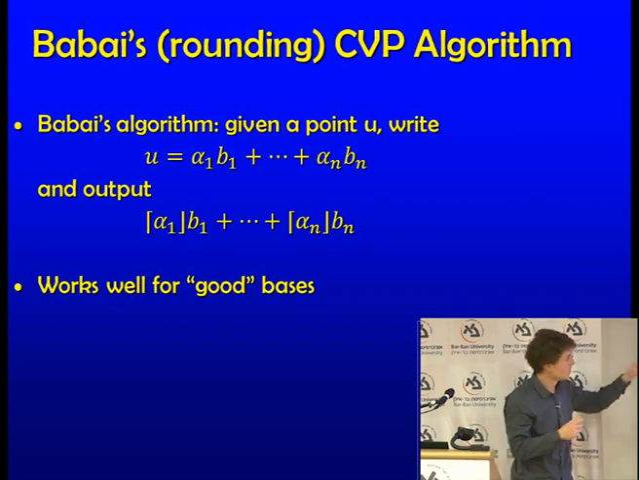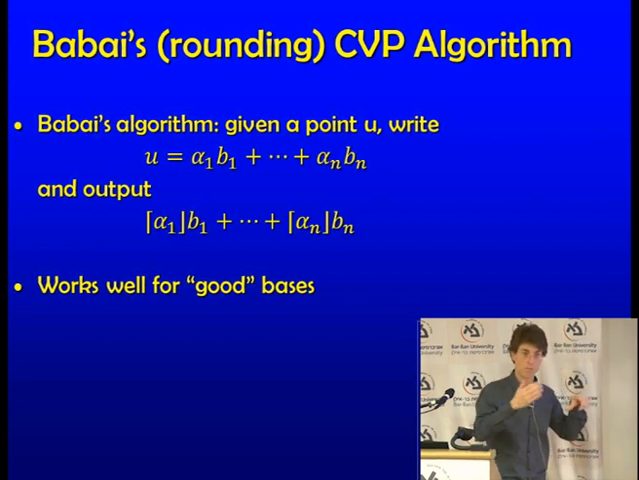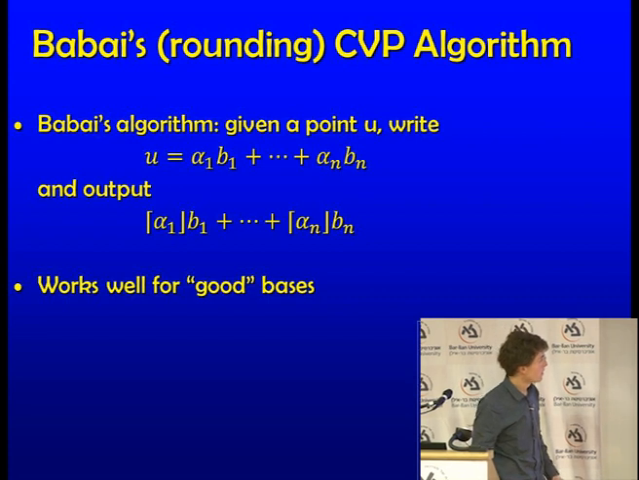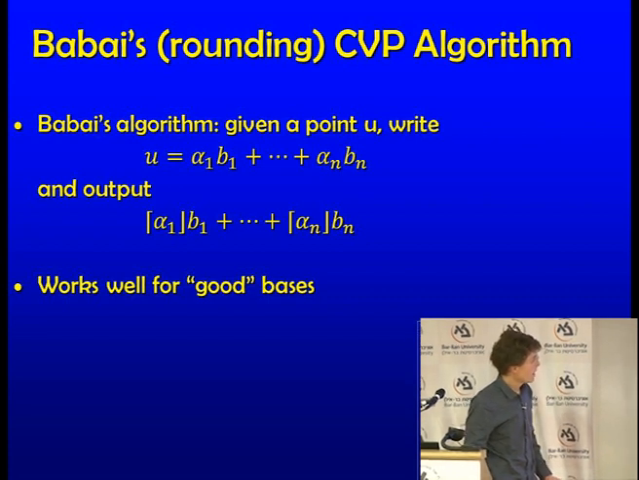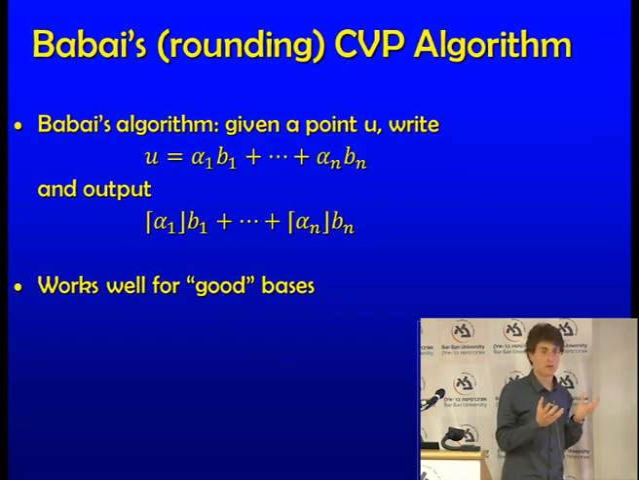Okay, so that's what I'm doing. This notation just means the nearest integer. So you round either up or down depending on whether the fractional part is bigger or smaller than half. And this seems to work quite well as long as your basis is somewhat good, somewhat small.